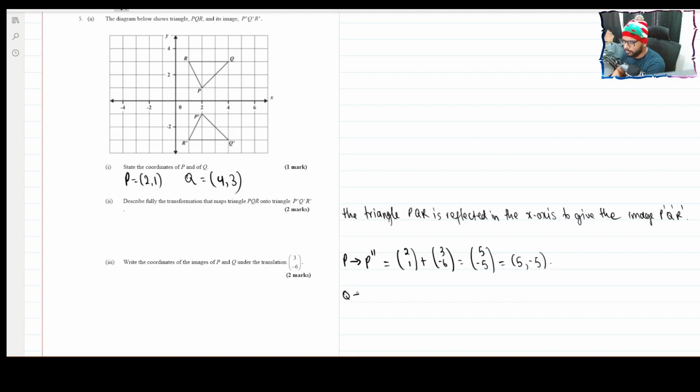And from Q to Q double prime, so what I'll do, I'll say let P to P double prime and Q to Q double prime be such that it passes through the translation vector. So Q will be 4, 3 plus 3, -6 to give me 4 plus 3, which is 7, and 3 minus 6 is minus 3. And I'm going to get 7, minus 3 as the coordinates of the image under the translation.